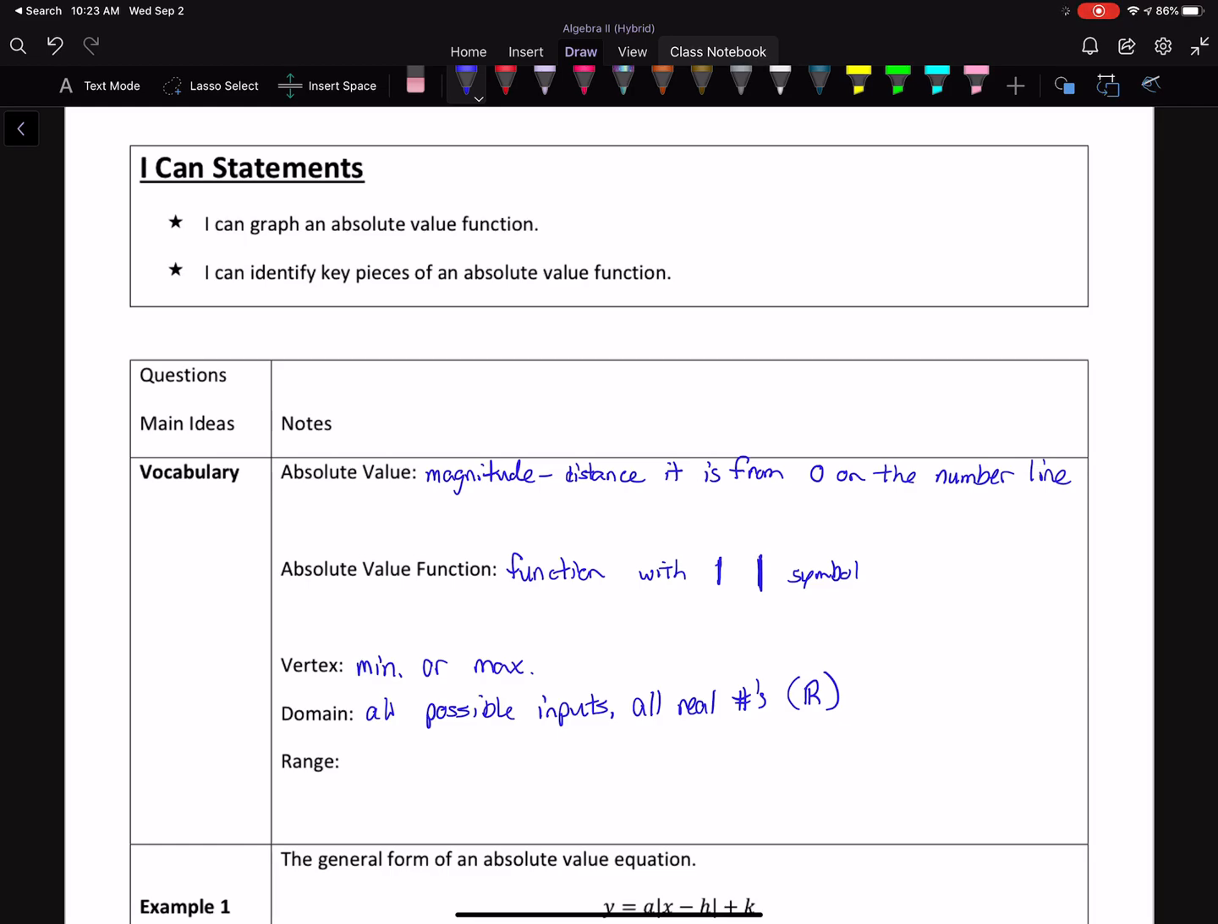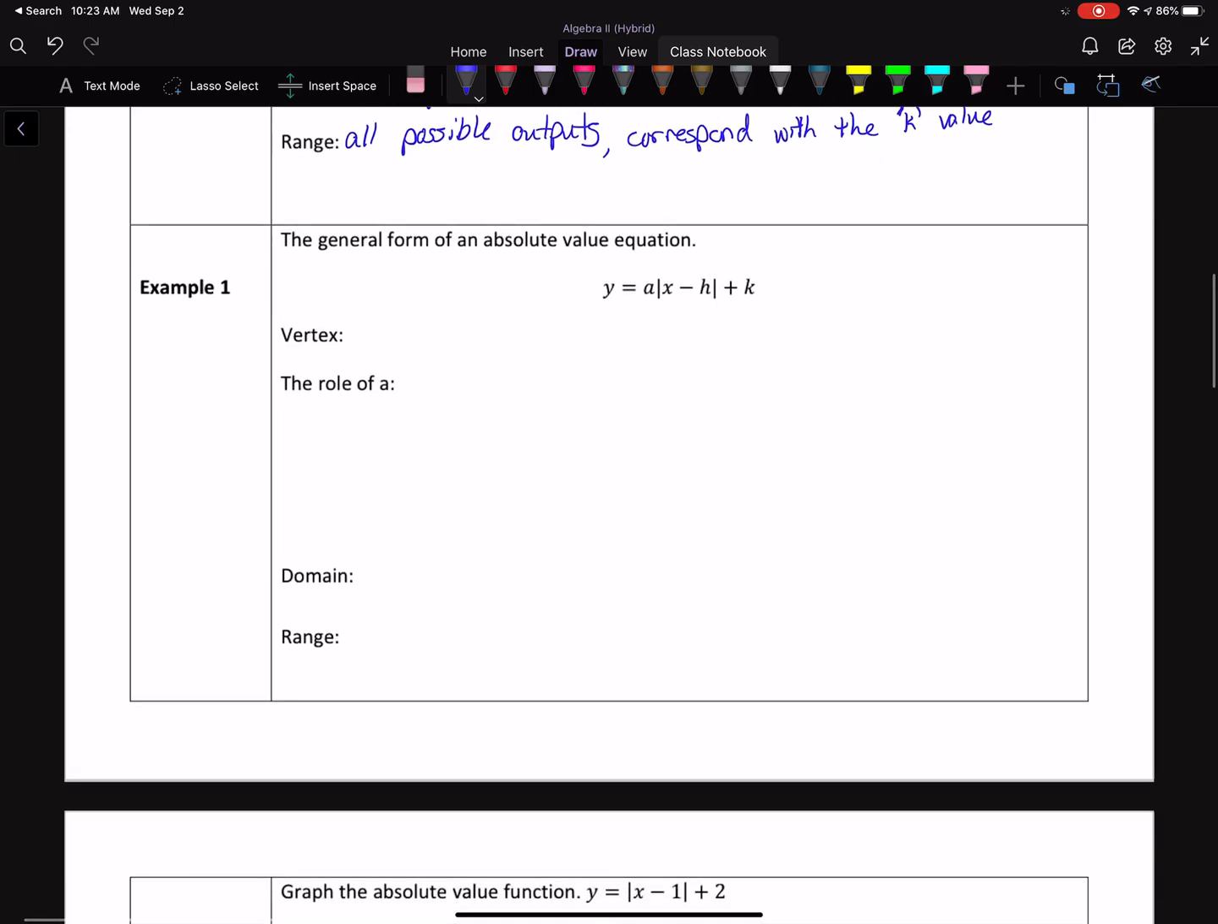The range is going to be all possible outputs. With absolute value functions, it's going to correspond with the K value. We'll talk about what that K value is here in just a second. So the first example is just talking about the general form of an absolute value equation.